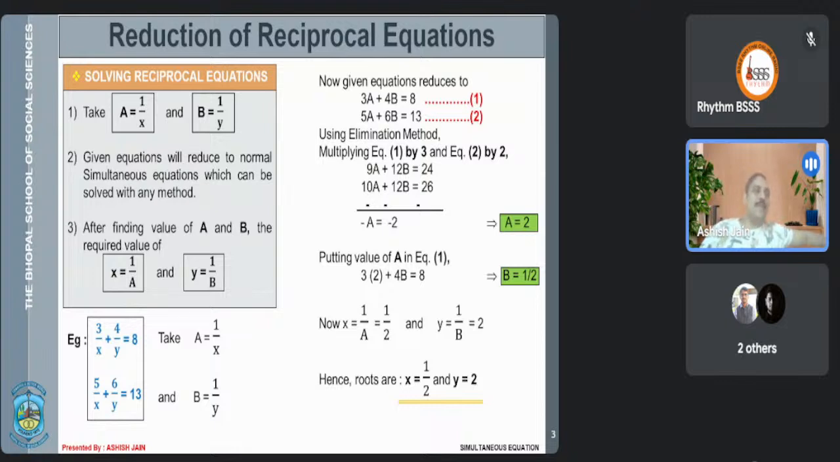In this way, we solve reciprocal equation. Simple है. सबसे पहले हमको 1 upon x को capital A रखना है, 1 upon y को capital B रखना है. Then we reduce it into a proper simultaneous equation form. We solve it using elimination method and find the value of a and b. Then later on, we find the value of x as 1 upon a and we find the value of y as 1 upon b. Clear?